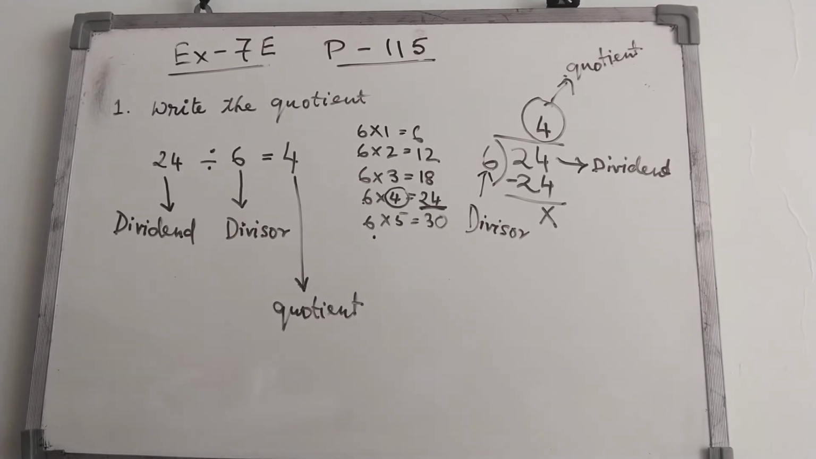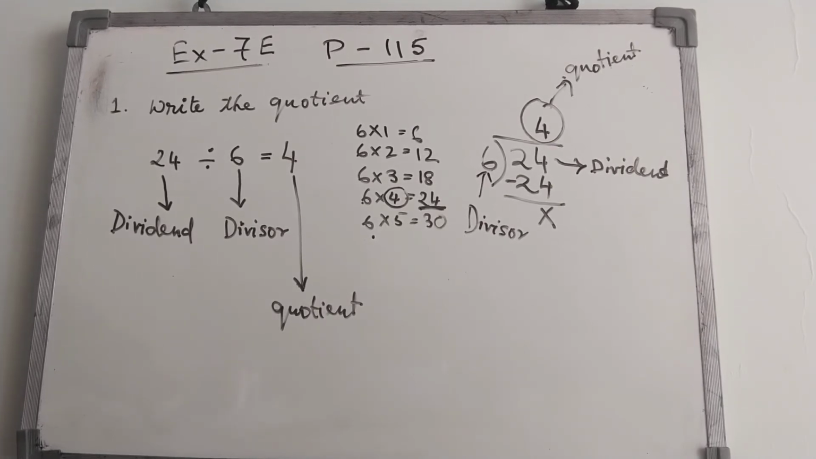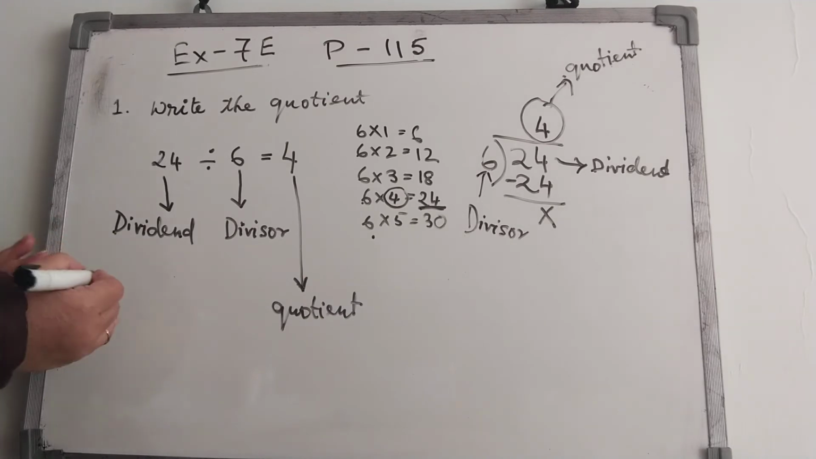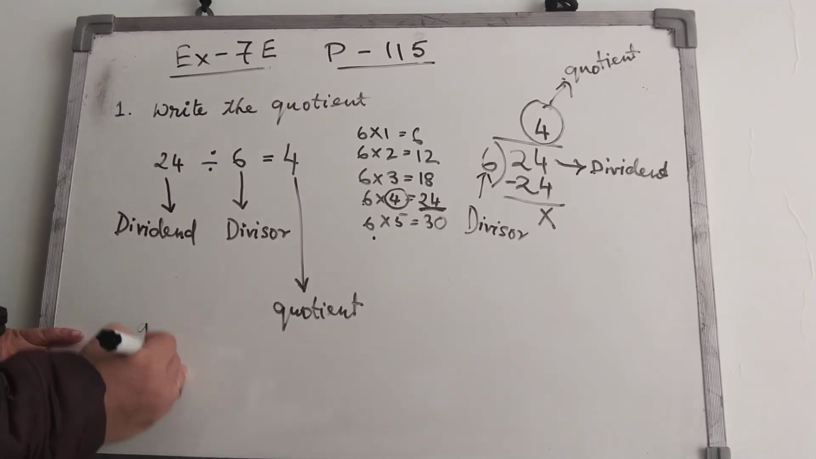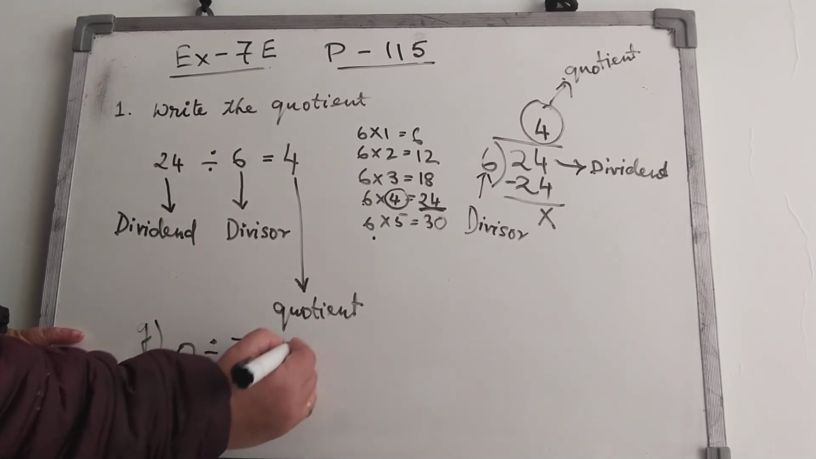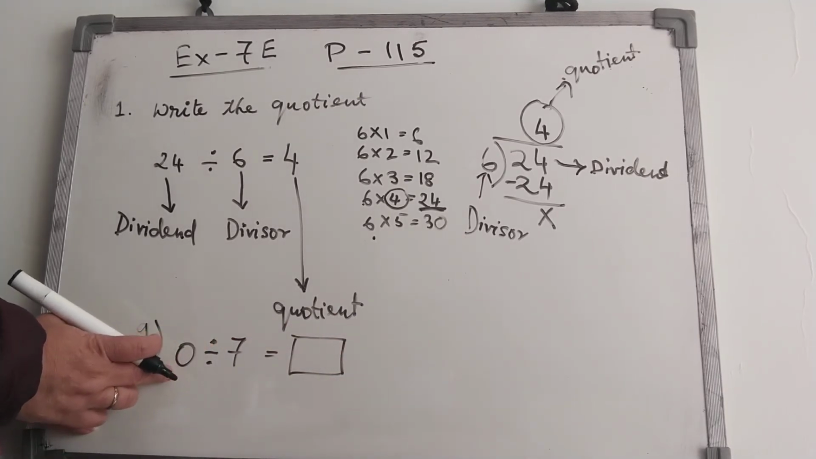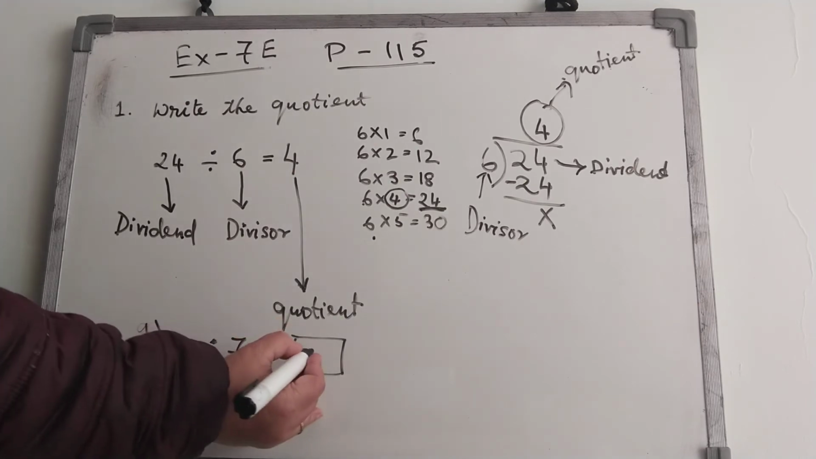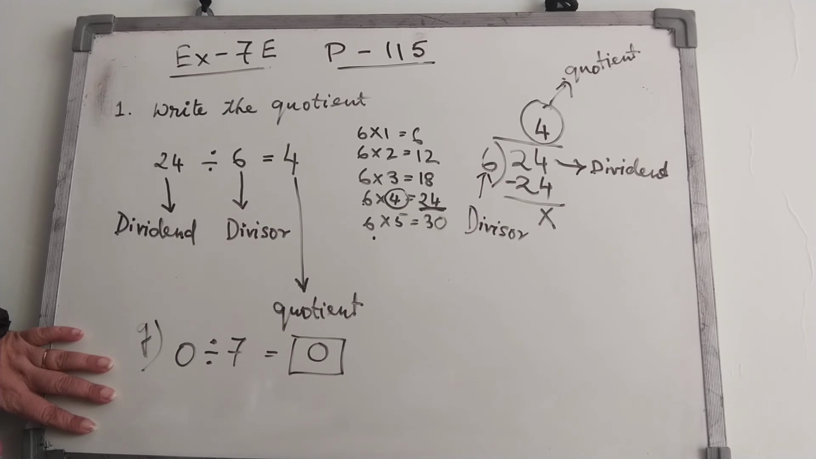Okay, fill in the blanks. Question number 1, G. 0 divided by 7 will be what? 7 zeros are 0, right? So the answer is 0. Fill in the boxes.